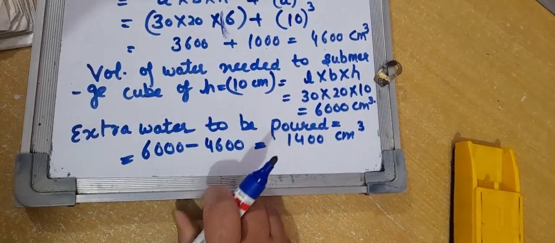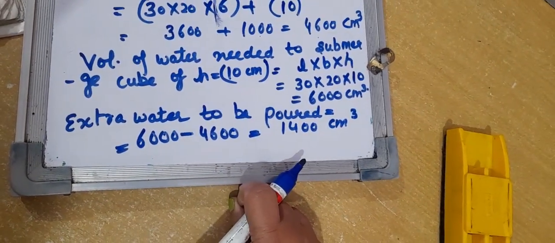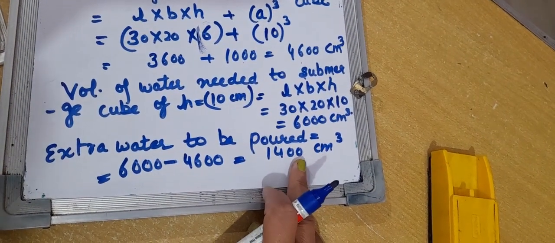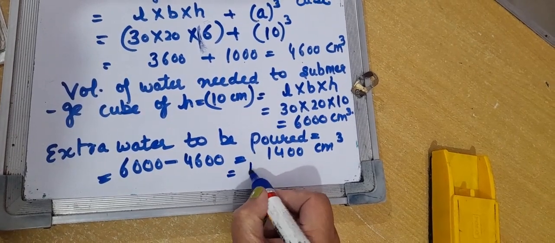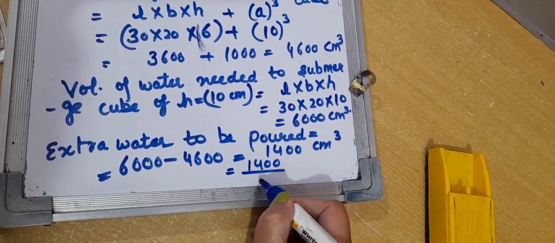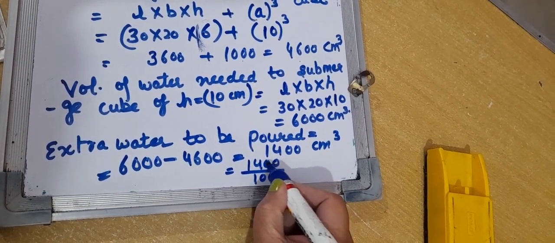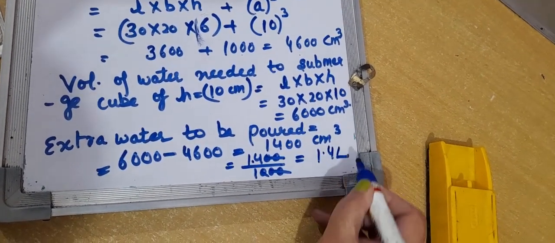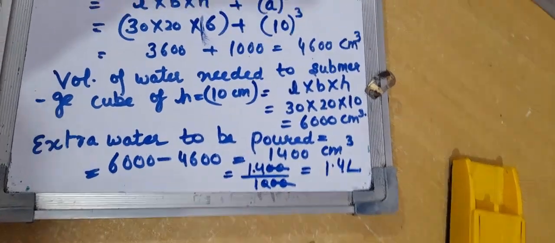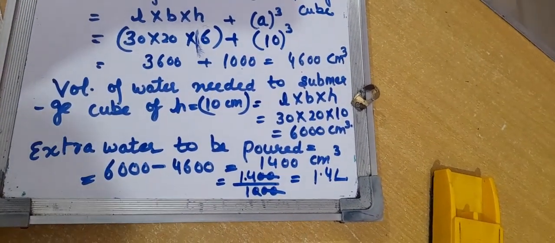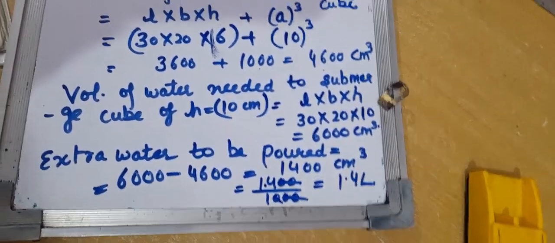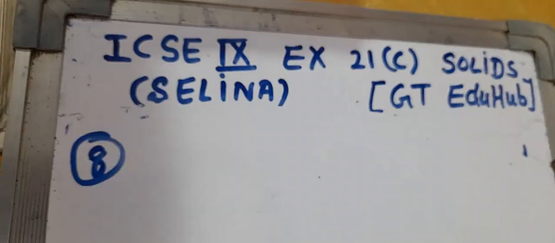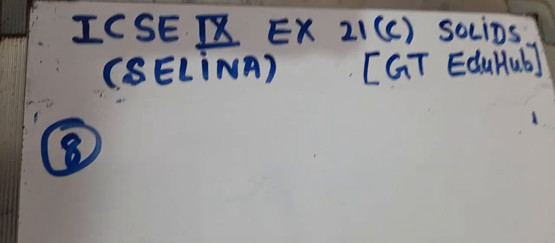Now one more step we have to do. We are asked to find the volume of water in liters. So we will have to convert this into liter. For this, divide 1400 centimeter cube by 1000. So you get 1.4 liter, because in 1 liter there are 1000 centimeter cubes. So divided by 1000. So this is your answer for question number 7. This is a very important question. Now students, let's do question number 8.